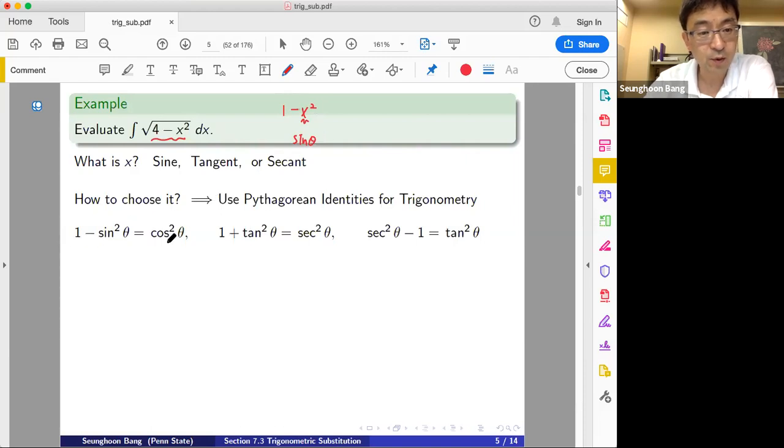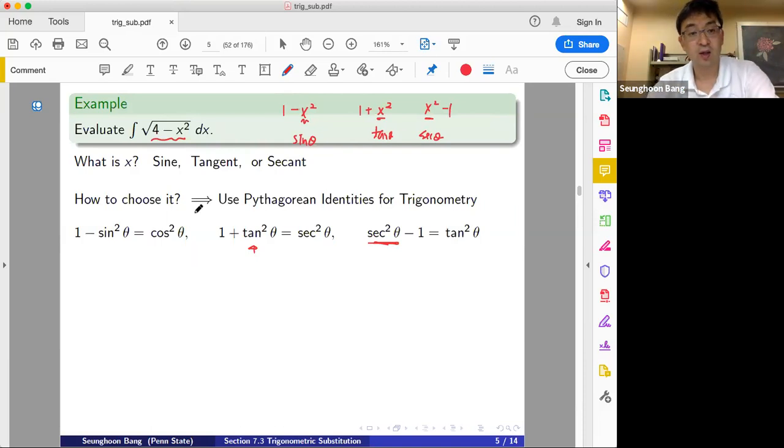Because we can simplify by using cosine square of theta. Here, for the 1 plus x square form, what is x like? We have tangent. In this case, it is tangent. What about the x square minus 1 form? This x is like secant, secant theta, depending on what kind of identity, what kind of form we have, right?